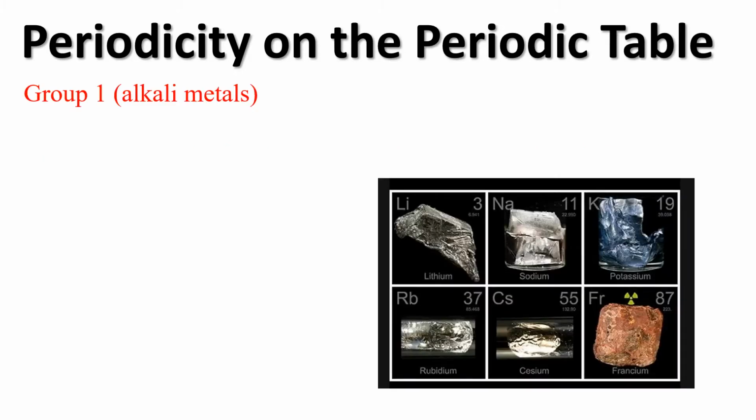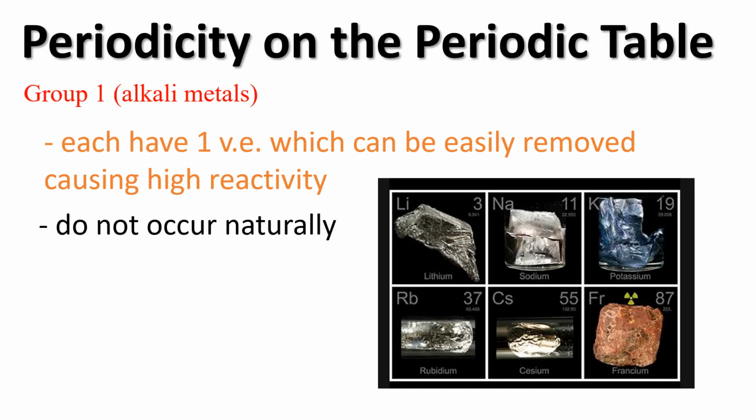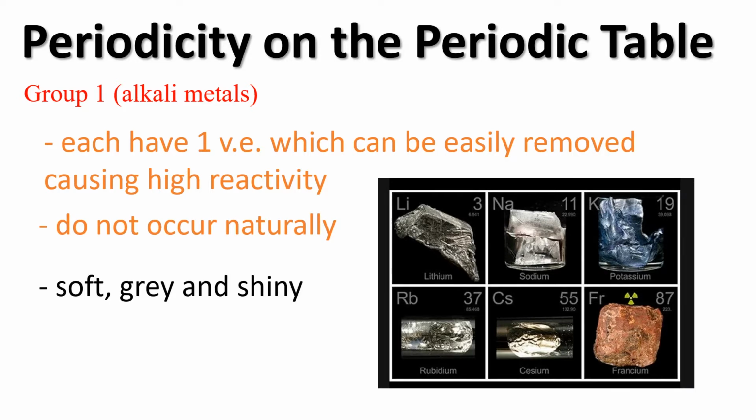So I want to take a look at group 1 here. These are the alkali metals. There are 6 of them pictured there. Firstly, they're in group 1, so they have one valence electron, and this electron can be easily removed, and that causes them to be highly reactive. They do not occur naturally. If they did occur in nature, they would react with water and explode, so they're not in nature. And these are soft, gray, and shiny.